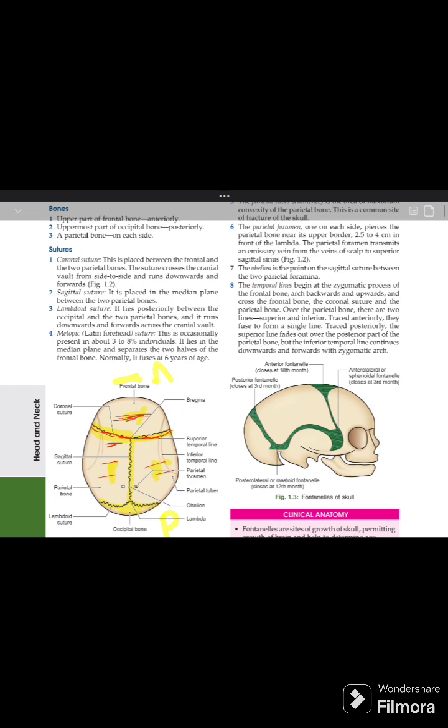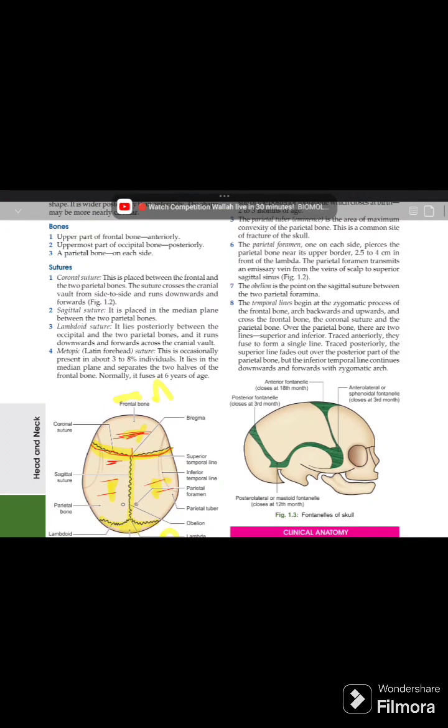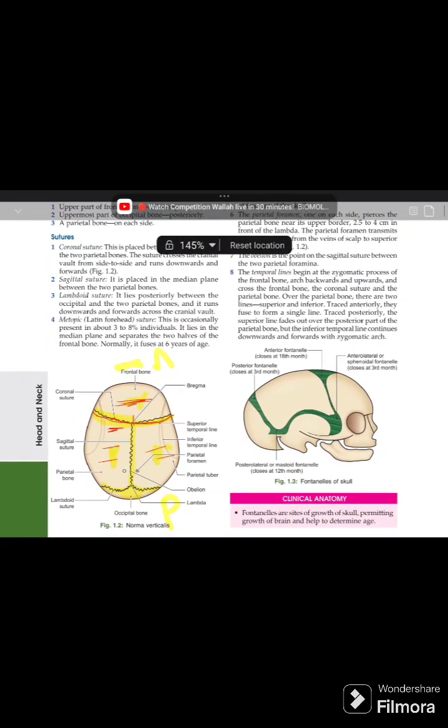Then we'll see the middle one, that is your sagittal suture. This is dividing medially in two parts. You can see there is a suture that is called the sagittal suture. Then we talk about the posterior suture, that is your lambdoid suture, which is joining the two parietal bones to the occipital bone. So this is your coronal suture, this is the sagittal suture, and this is your lambdoid suture.